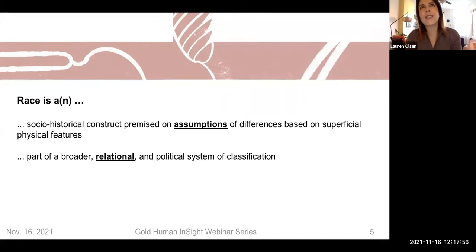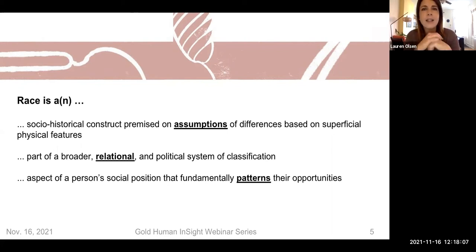Even though race is something that's socially constructed, the last point of thinking of this definition of race is that it is an aspect of a person's social position that fundamentally patterns their opportunities. What is meant by that, and what we often say in the social sciences, is that while race might not be biologically real, it's very socially real.